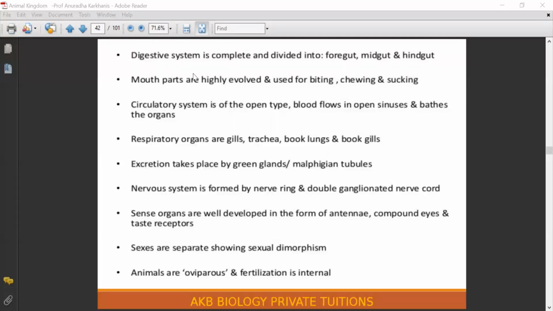Sexes are separate, showing sexual dimorphism. This means male and female sexes are separate, clearly demarcated. You can easily figure out that this is a male insect and this one is going to be a female insect.